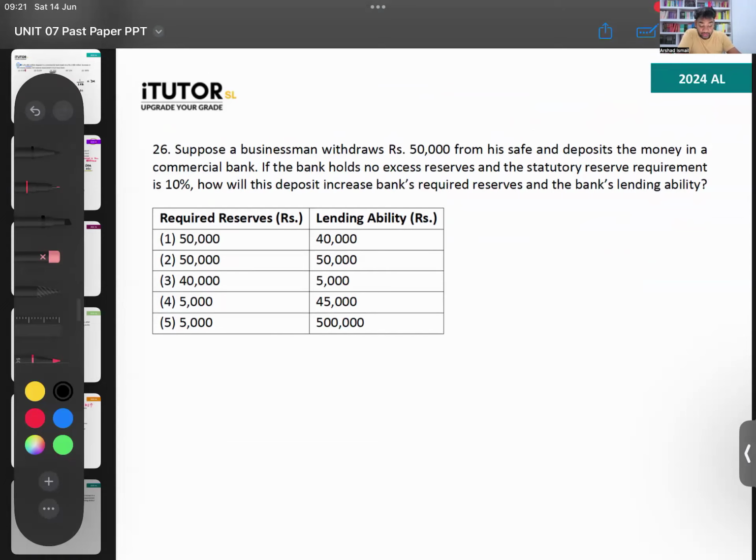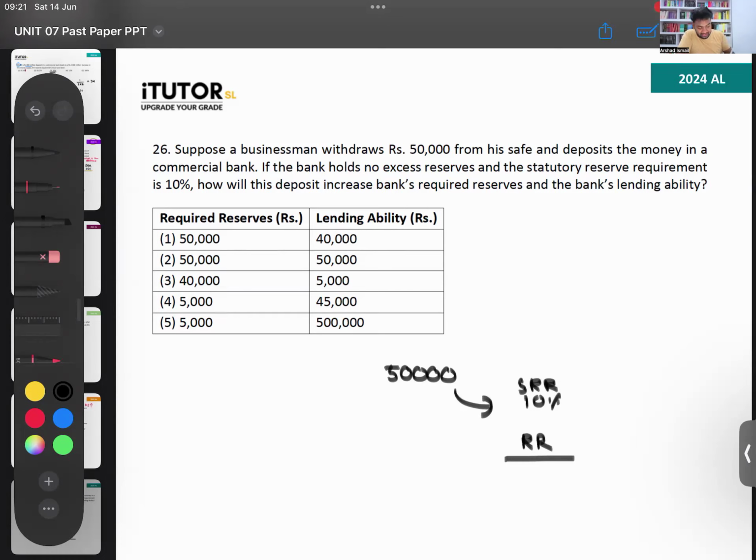Suppose a businessman withdraws 50,000 from his safe and deposits that money in a commercial bank. So a businessman has withdrawn from his safe and put it in a commercial bank. If the bank holds no excess reserves and the SRR is 10%, how much will this deposit increase the bank's required reserves and the bank's lending ability? Very easy. A person has taken money from his safe and come and put 50,000. So if the SRR is 10%, how much will the bank have to keep as required reserve?